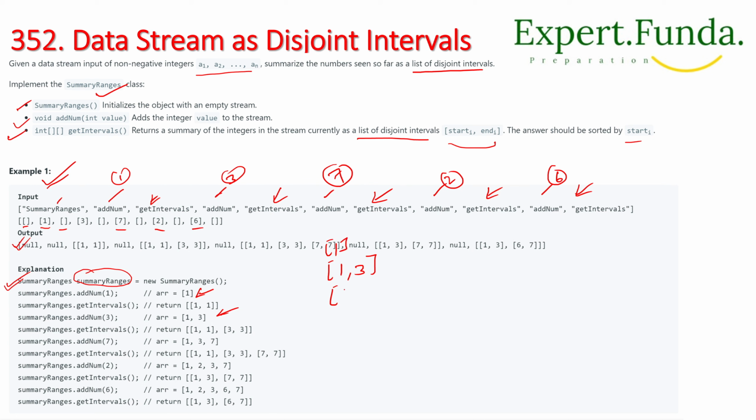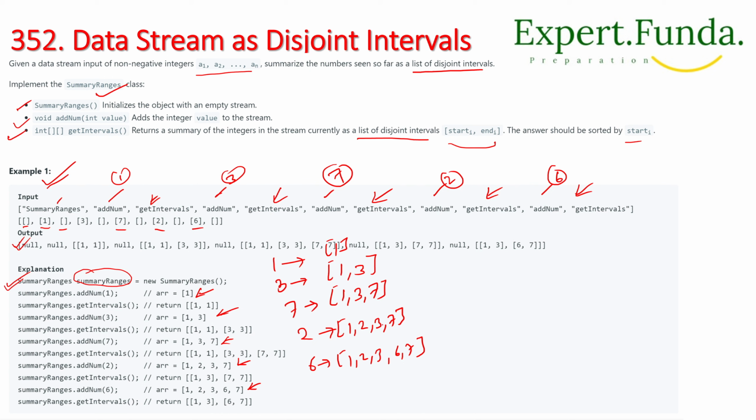Now 7 is coming, so we have 1 3 and 7. First we have added 1, second we have added 3, third we have added 7, and then after 7 we have added 2 here. So after adding 2 it will look like 1 2 3 7. And next time we will add 6 right here. When 6 comes, it will look like 1 2 3 6 7.